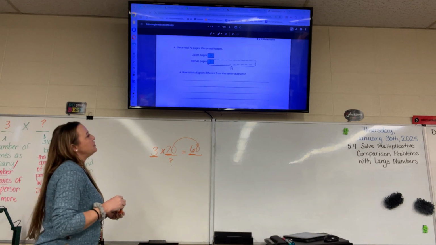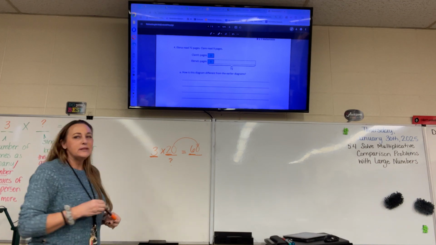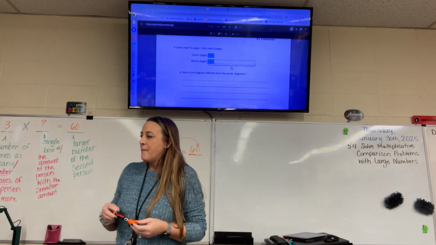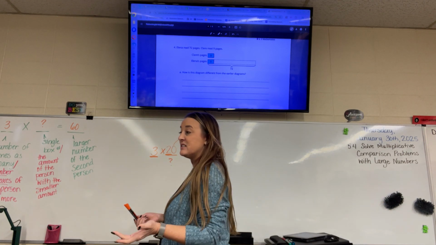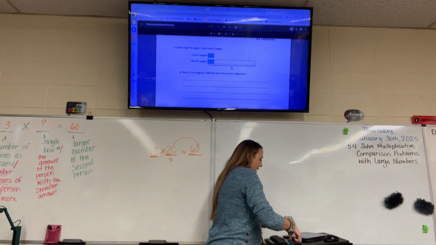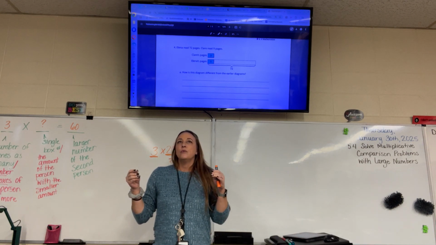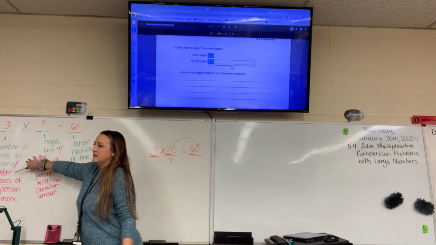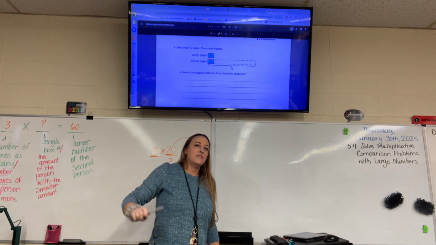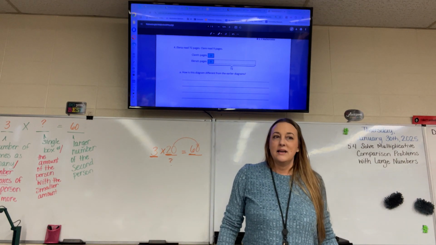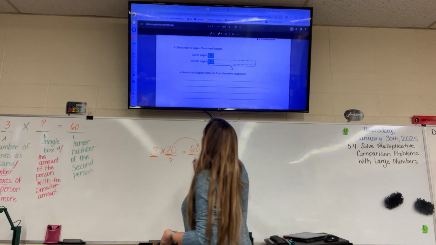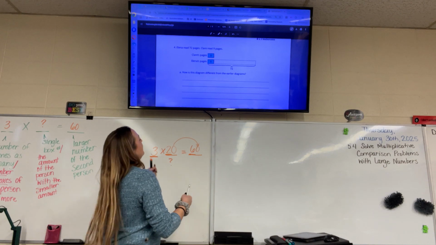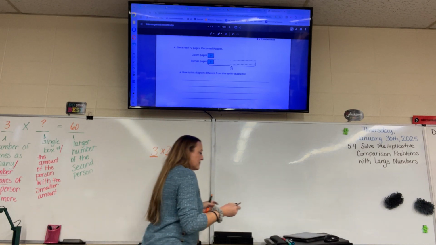Alina read 72 pages. Claire read 9 pages. How is this diagram different from the earlier ones? Jackson? It doesn't have the rest of the boxes. It doesn't have the rest of the boxes, right? So what do the number of boxes represent? The number of times as many, right? So what we don't know is how many times as many Alina read.